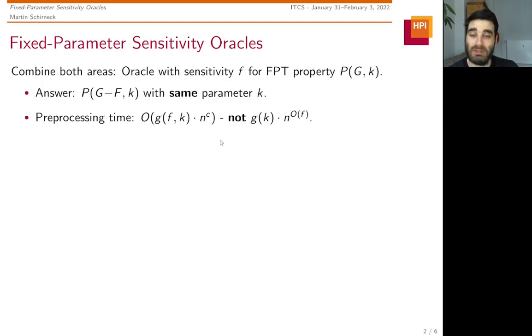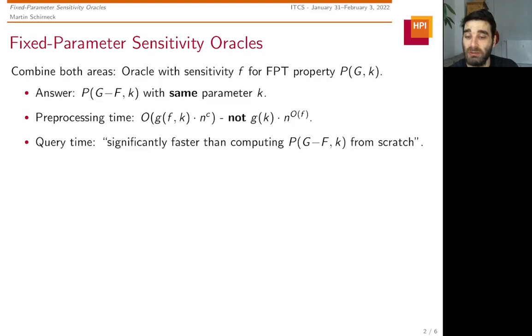What we do not want is something essentially n to the f times some function of k, because we could just get this by going through all failure sets and computing the FPT property for each of them and storing the answer. So this does not give us anything over the trivial solution. And as query time, we want something that is significantly faster than computing the property from scratch. Again, we want to be better than the trivial solution of storing the whole graph and just running the FPT algorithm. But of course, this bar is highly dependent on the property and what is currently known about how to compute it.